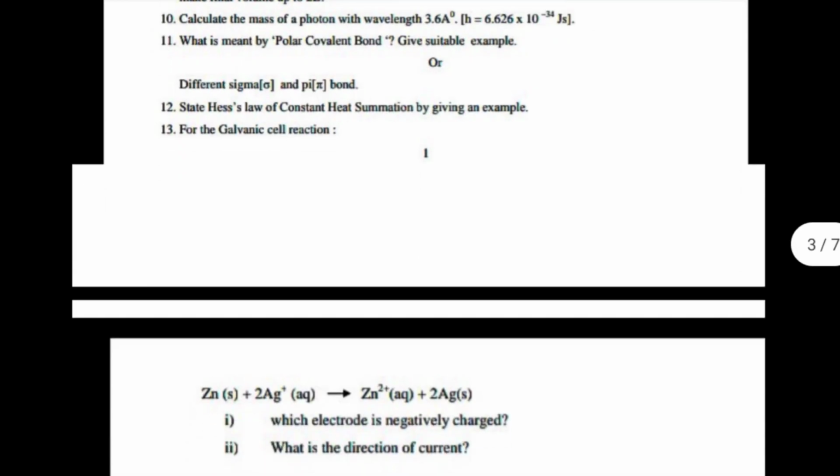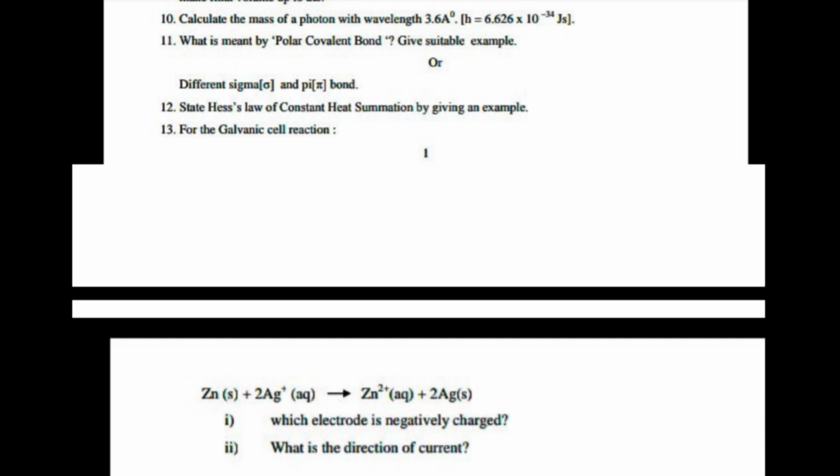Next question, 12th, write Hess law of constant heat summation by giving an example. So the answer is the Hess law of constant heat summation states that change in enthalpy for a reaction is same whether the reaction takes place in one or a series of steps.